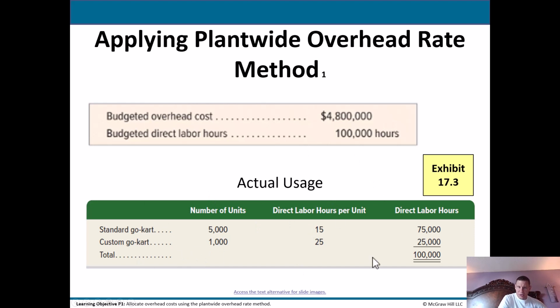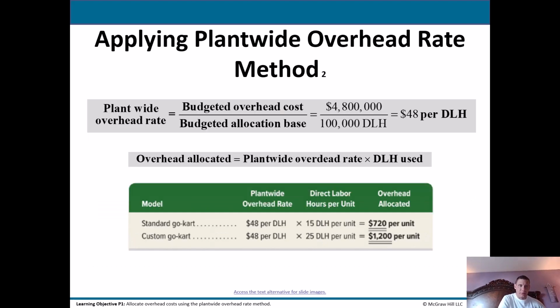Now this company is producing, hypothetical obviously, two types of go-karts, right? Standard and custom. Obviously they're going to make more standards, 5,000 versus 1,000 customs. But if you notice, the custom is going to take more direct labor hours, right? 10 more compared to the standard. So then you've got the direct labor hours that they're going to use over here. This is where they're getting the 100,000 from. They're really just saying a quarter of it will go into the custom. The other 3/4 of the direct labor hours will go to the standard go-karts.